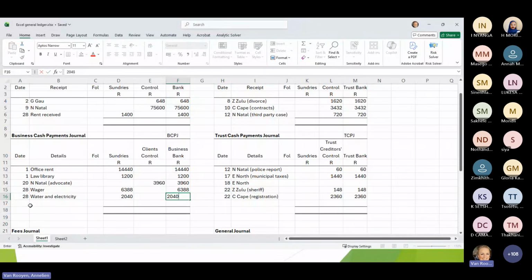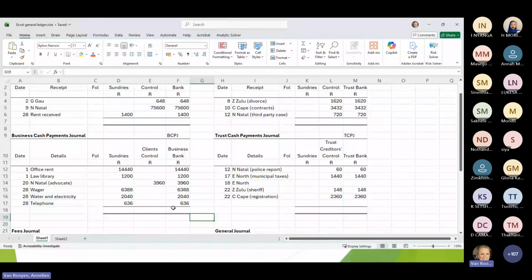At 28 February, Africa Attorney calculates and accounts for depreciation on the computer equipment and the law library at 20% per annum on the straight line method. Where will that be entered? Is it a cash transaction? Is it fees? Is it general ledger? General ledger, okay.